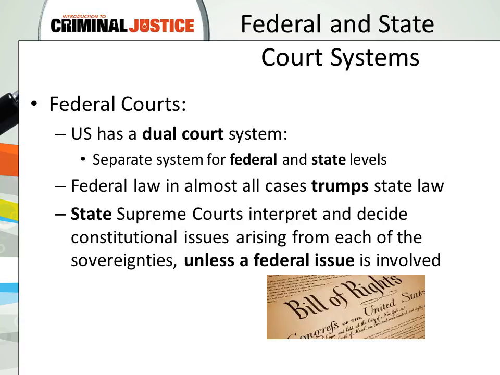So, to start with, we've got a dual court system. We have separate federal and state court systems, and they have different issues they have to deal with. Basically, the federal court deals with only constitutional issues or issues of great significance to the United States. And the state Supreme Court deals with each state's issues, mainly constitutional issues and other issues within the state itself. And I'll explain that more in depth as we get to the further slides.